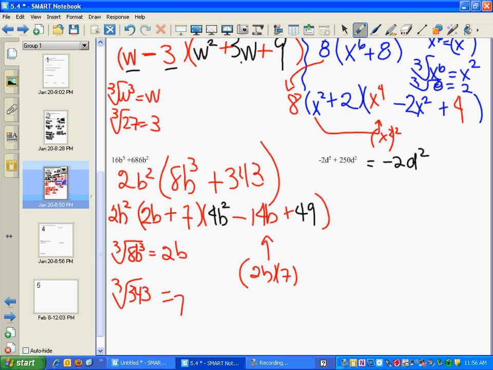Negative 2d squared. So I pull out a negative 2d squared, and I'm left with my parentheses. You try this one. First thing you do is set up your signs. So if you pulled out negative 2d squared, you've got d cubed minus 125. You really can't skip steps if you're going to want to get these right.